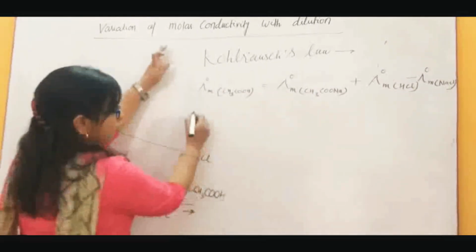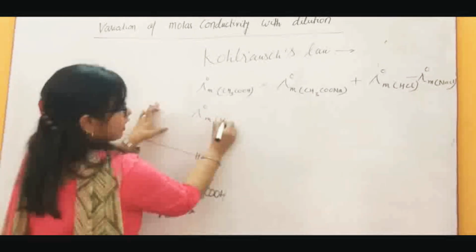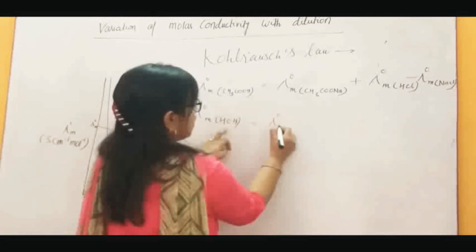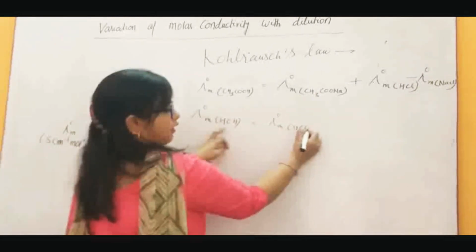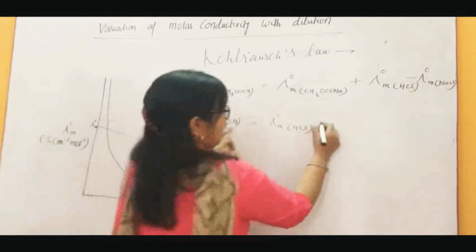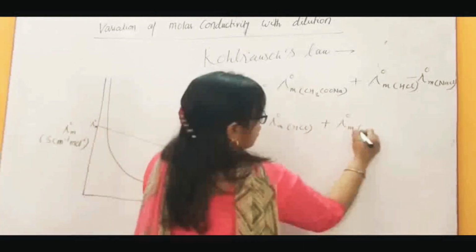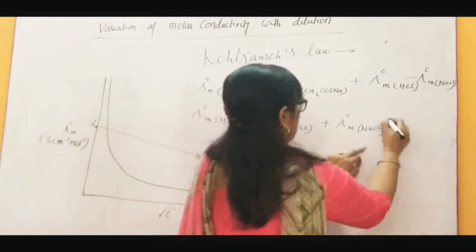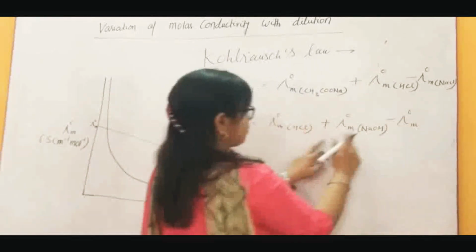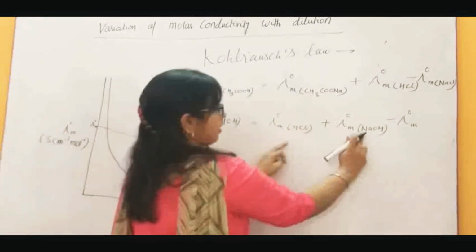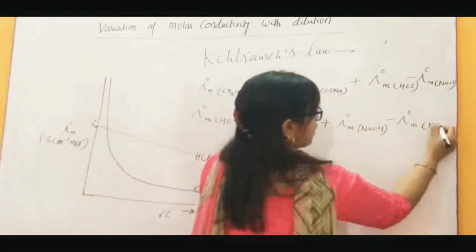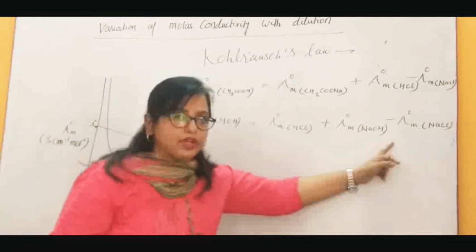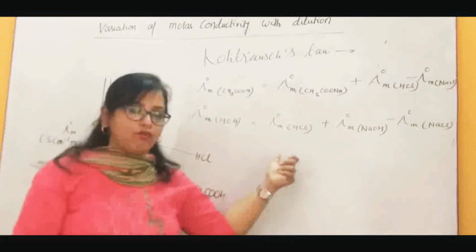I am explaining again the limiting molar conductivity of water, because it is again a strong electrolyte. For this I am using, for H plus ion I am taking HCl, for OH I am taking NaOH, and for the remaining amount I am subtracting NaCl from it. So I will get only the concentration of H plus and OH minus to get the limiting molar conductivity of water.